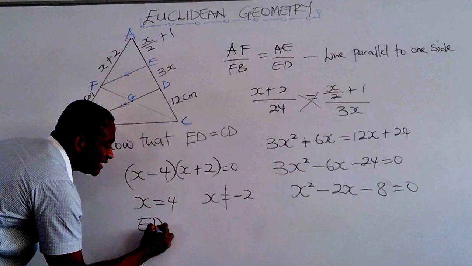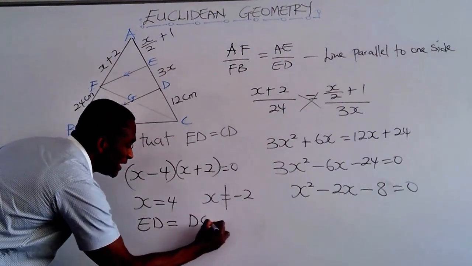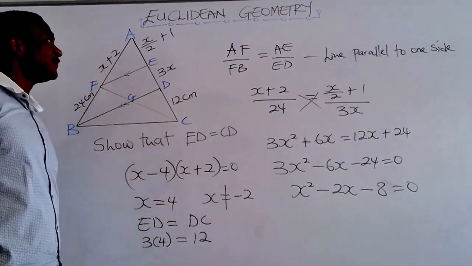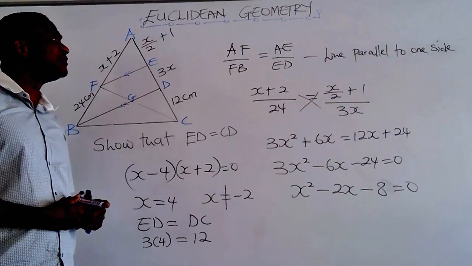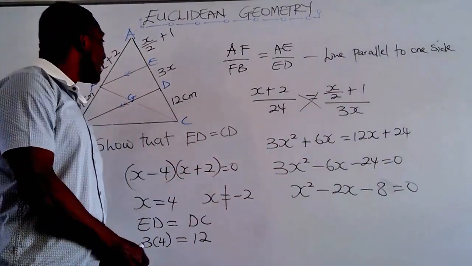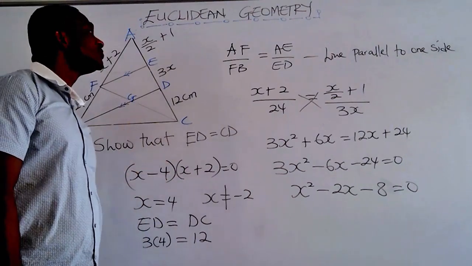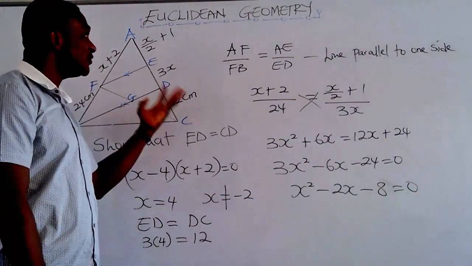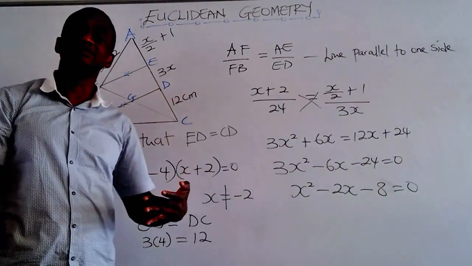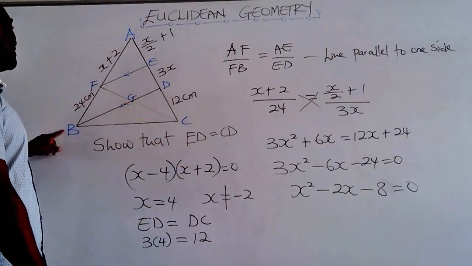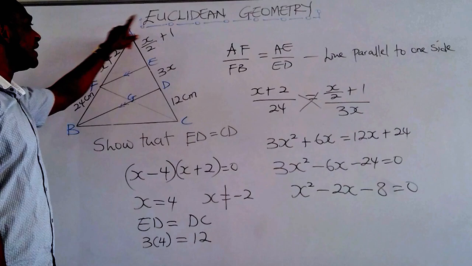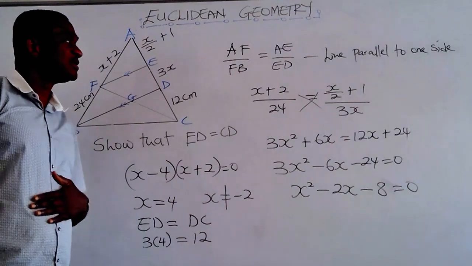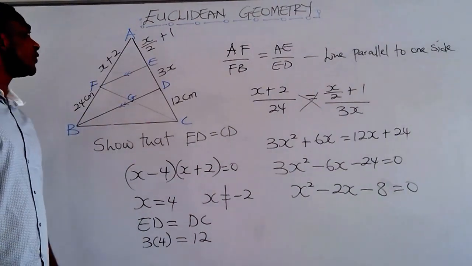If x is equal to 4, remember ED is 3x. Then we can comfortably say that ED is equal to DC. Why? Because 3 times 4 is 12, which is DC. So we have proven using Euclidean geometry and a touch of algebra that ED is equal to DC using the proportionality theorem. You have to know this theorem. Remember, it has corollaries, such as AG over AF can also be AD over AE, and so on and so forth. So this is the solution to our problem.